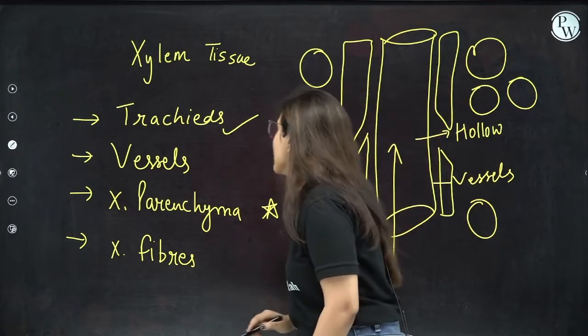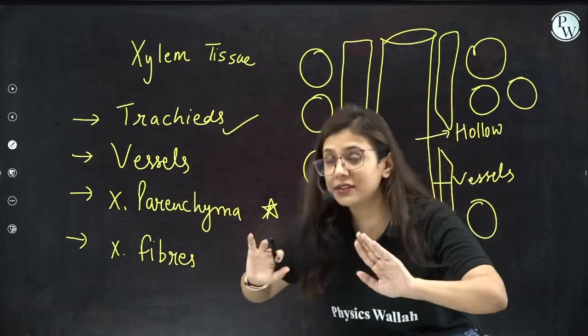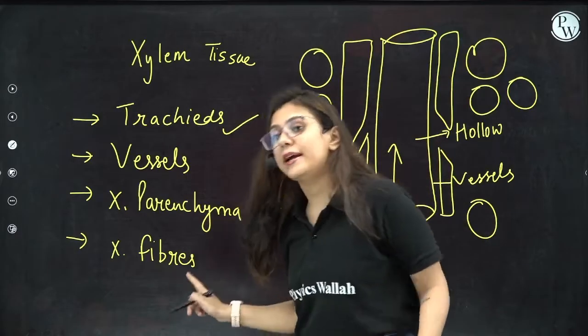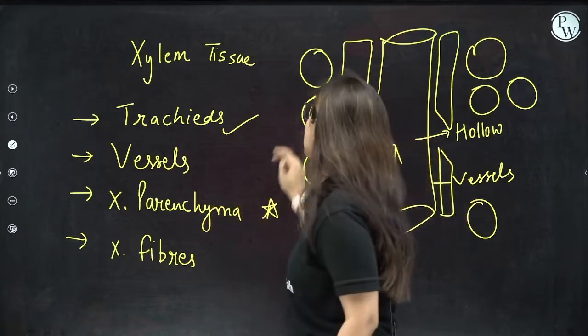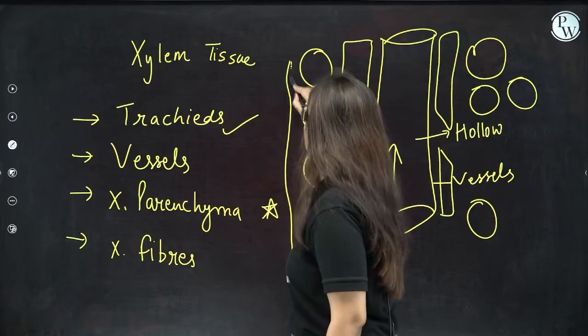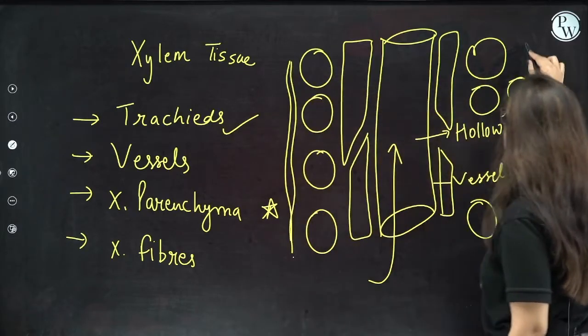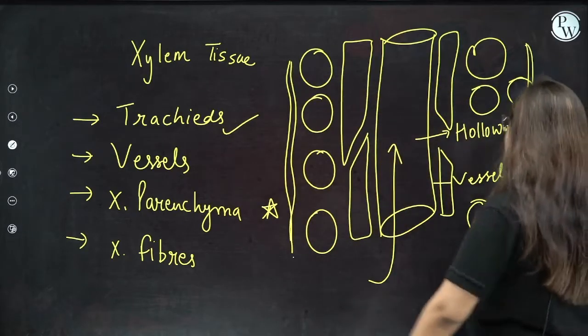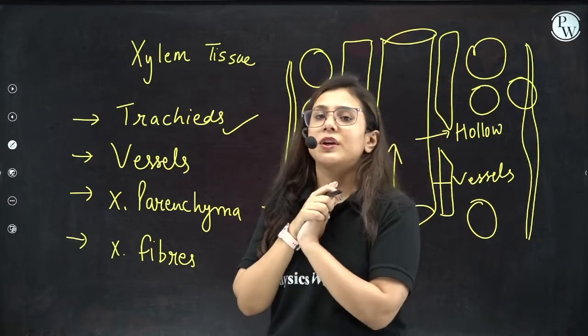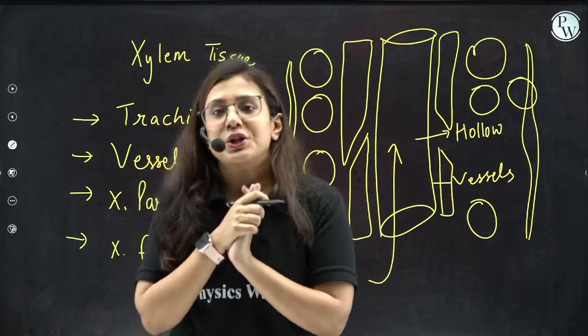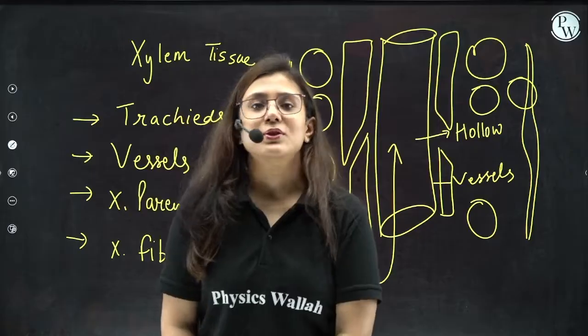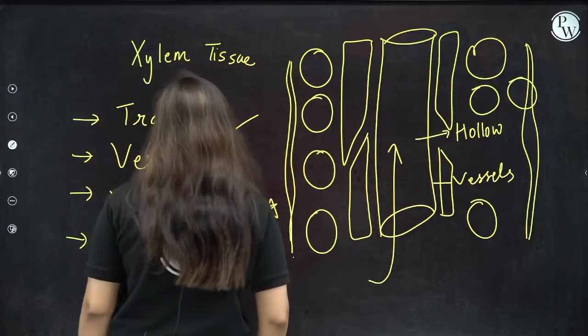Then there are xylem fibers. Fibers are always dead, and since they are dead, their main function is protection. So here xylem fiber-like structures are present. So now you got the idea that 4 different types of cells are together composing your tissue xylem, and xylem is responsible for transporting water.